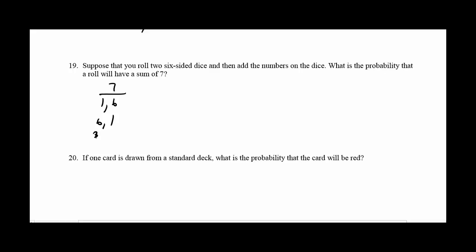Could be a 2 and a 5, and a 5 and a 2. Could be a 3 and a 4, and a 4 and a 3. And that's about it. So there are 1, 2, 3, 4, 5, 6. There's 6 ways to get a 7. If you remember from our notes, there are 36 possibilities if I wrote out all the different combinations. So there are 6 out of 36 ways to get it, or 1 out of 6. It is okay to reduce in this case.